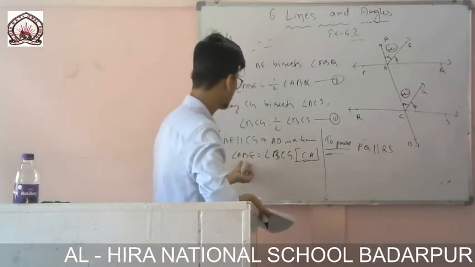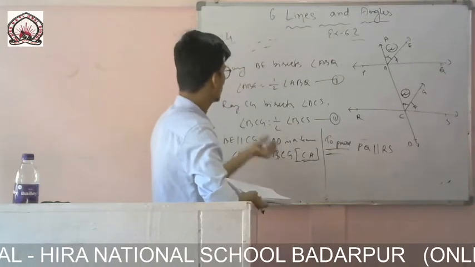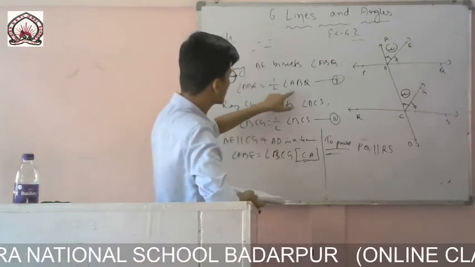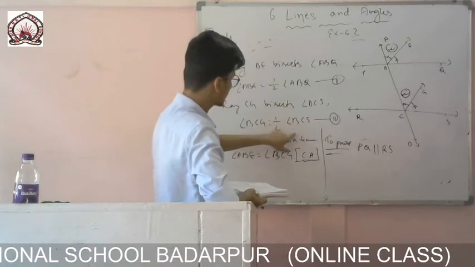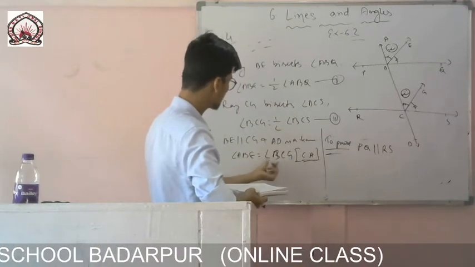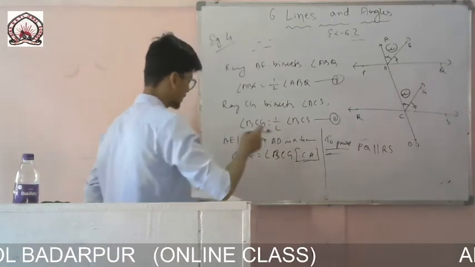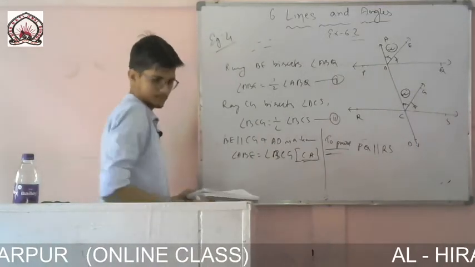So if this angle is equal to this one, that means ABQ will be equal to angle BCS. You see here, if this angle is equal to that one, from 1 and 2 you can write by substituting.